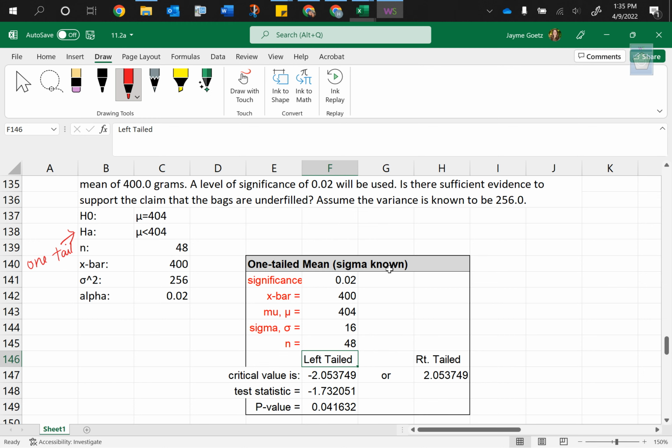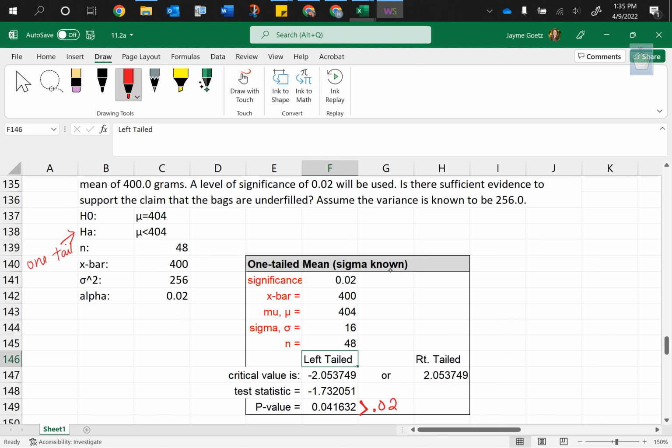Okay? Now, we have two ways to do this. We can do it the critical value method, or we can do it the p-value method. Let's start by p-value, and then we'll check it with critical value. So first of all, my p-value here is 0.04, and my significance level is 0.02. That means 0.04 is greater than 0.02. Now, if p is high, the null must fly. That means we fail to reject it.